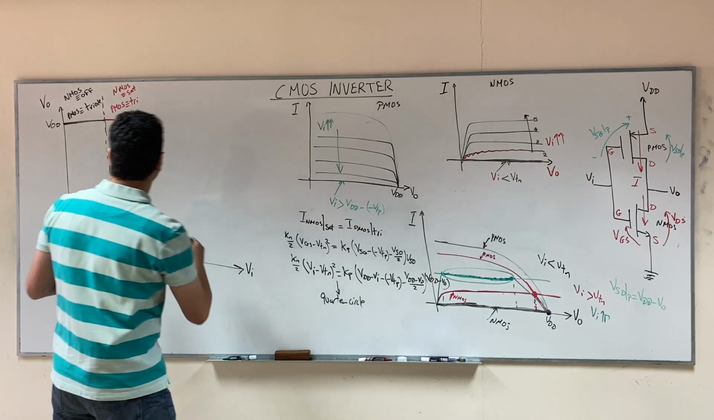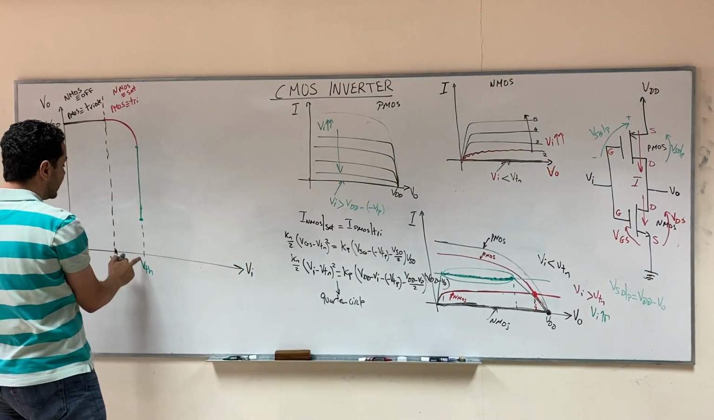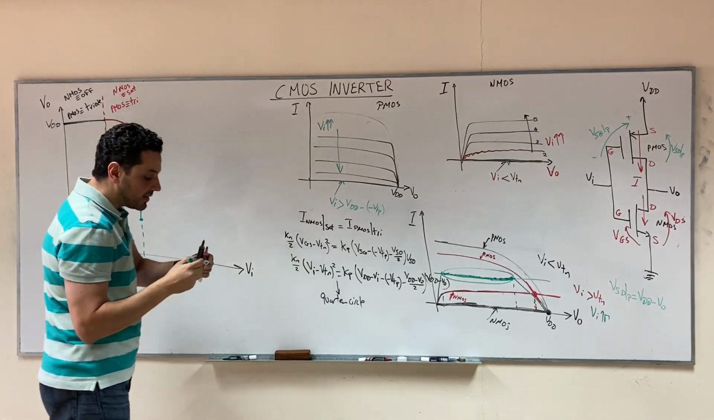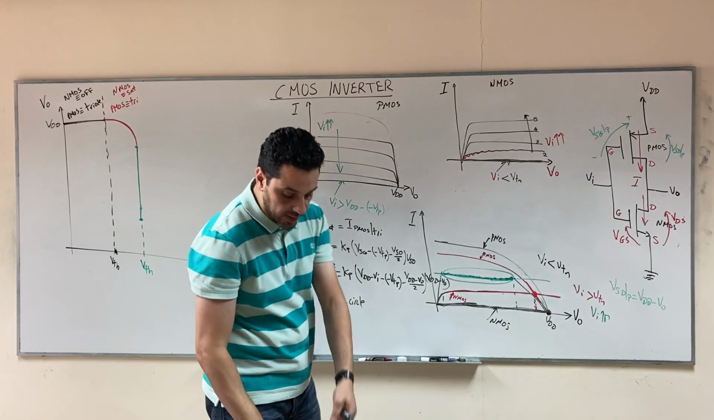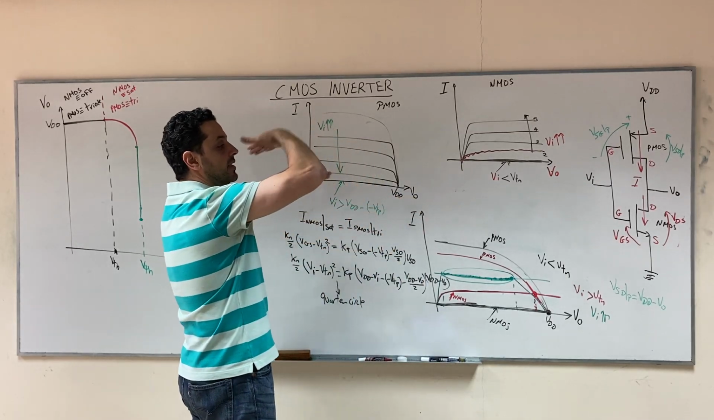So how to represent them? We represent them by a vertical line here, where this vertical line says that at this input, all these outputs are possible. I know it might be confusing, but you can imagine this as, this is the NMOS curve, and this is the PMOS curve.